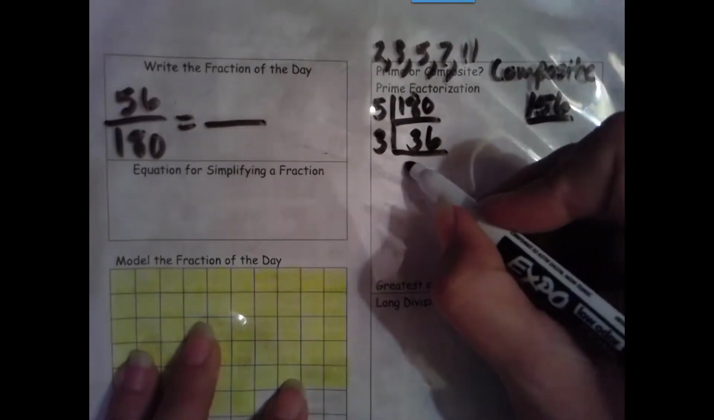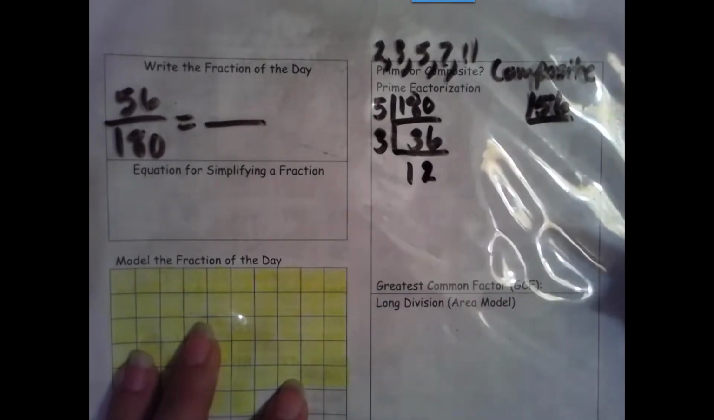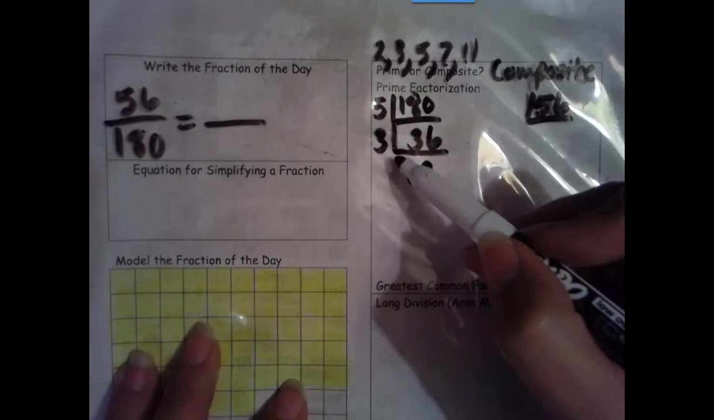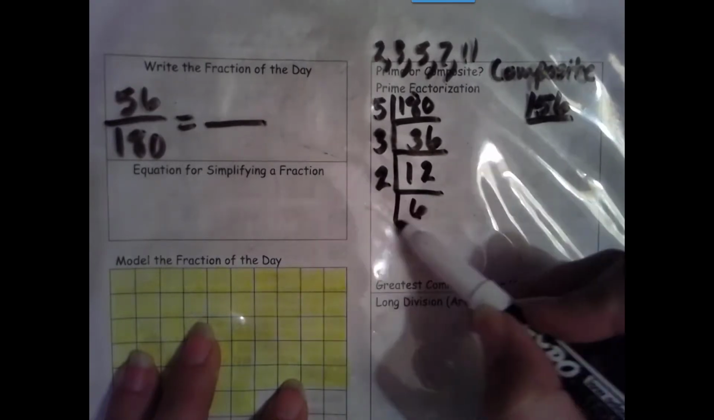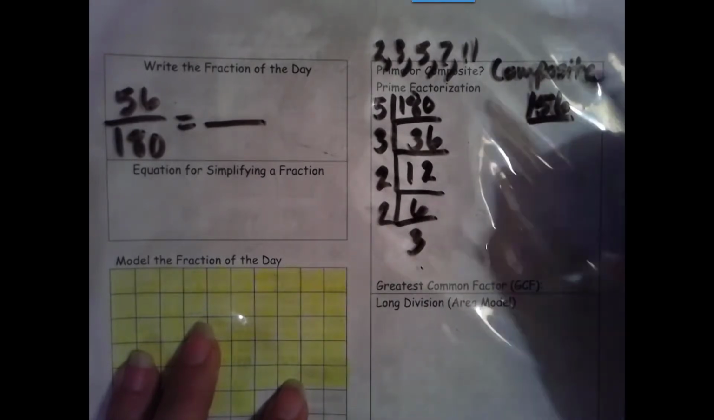36, well, 3 plus 6 is 9, so I could divide by 3. I get 1 group of 3 out of 30, 2 groups of 3 out of 6. So that's actually 10 groups of 3 out of 30. This is even, so I can divide by 2. That's even, so I can divide by 2. I get 3. 3 is prime, so I'm done there.